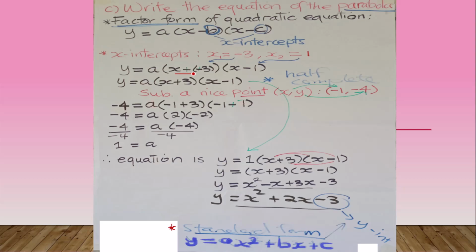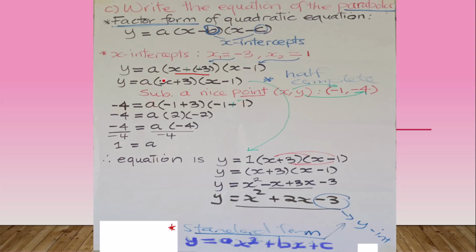Okay, we'll simplify this bit. X minus -3. In directed number, the rule is we add the opposite of the second term. So x plus +3 is x plus 3. And at this point now, our equation is half complete and it's in the factor form.